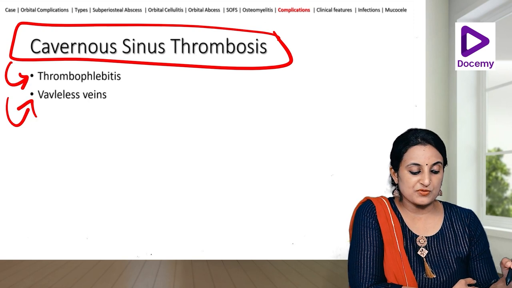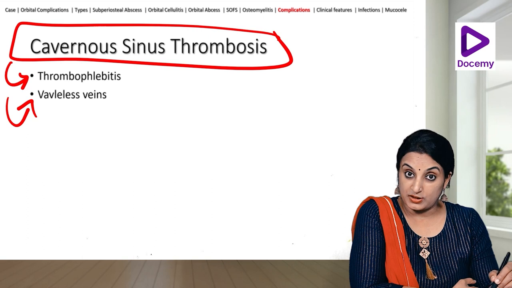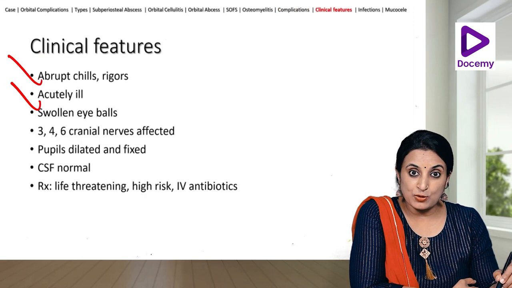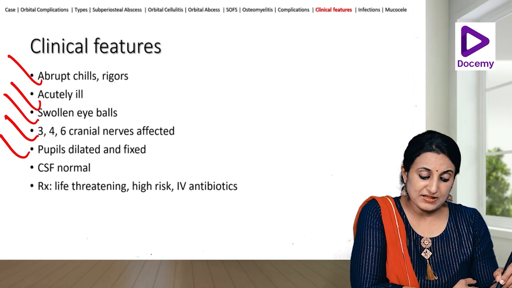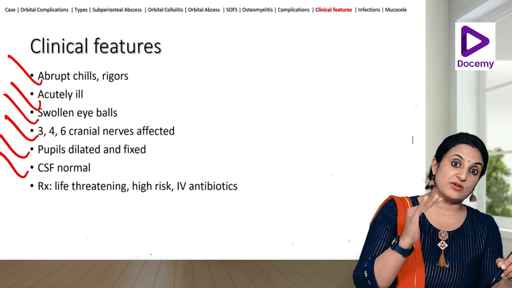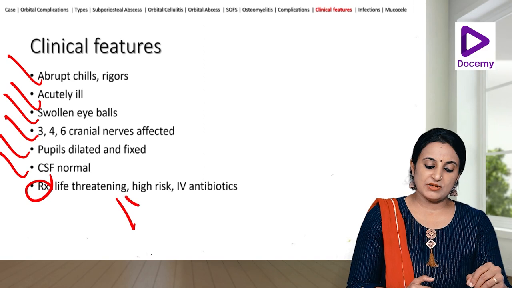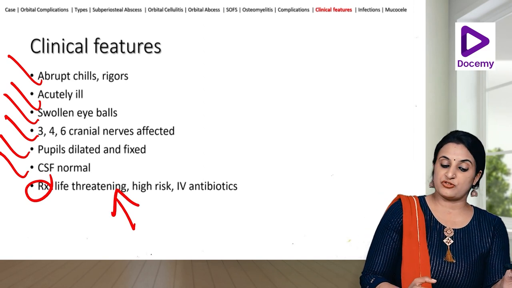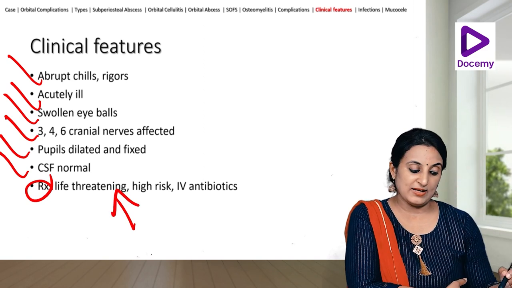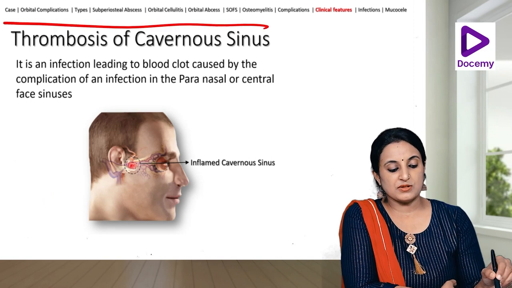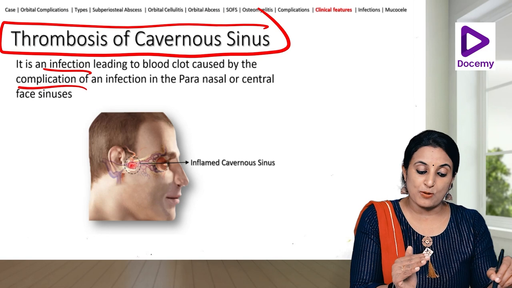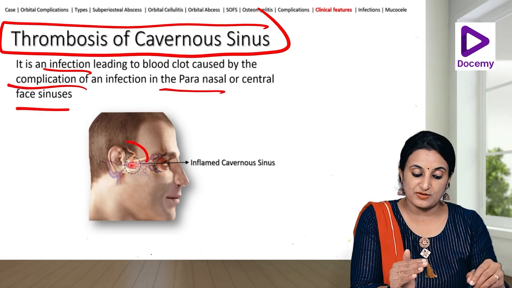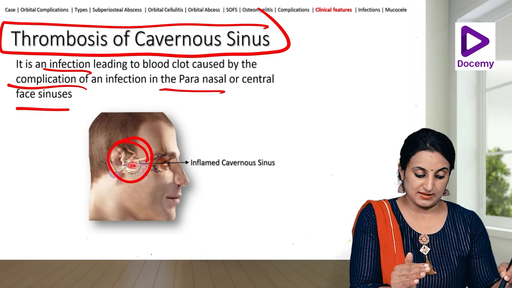The clinical features are abrupt chills and rigors, an acutely ill patient, swollen eyeballs, 3rd, 4th, and 6th cranial nerves being affected, and pupils dilated and fixed. CSF unusually remains normal. As we should remember, it is a very life-threatening, high-risk condition in which IV antibiotics are to be given. This is the thrombosis of the cavernous sinus. It is an infection leading to a blood clot, caused by complication of infection of the paranasal or central venous sinuses. This is the cavernous sinus and it gets inflamed.